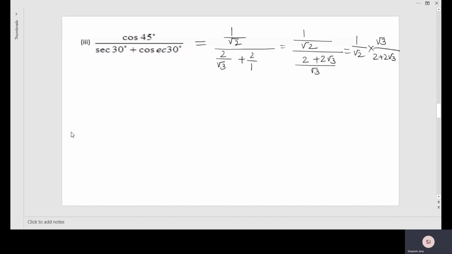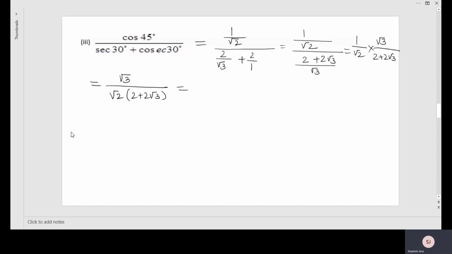So it is equal to, now you should write root 3 in the numerator into the numerator. So root 3 divided by root 2 into 2 plus root 3, root 2 into 2 plus 2 root 3. It's very clear. Now what should we do?